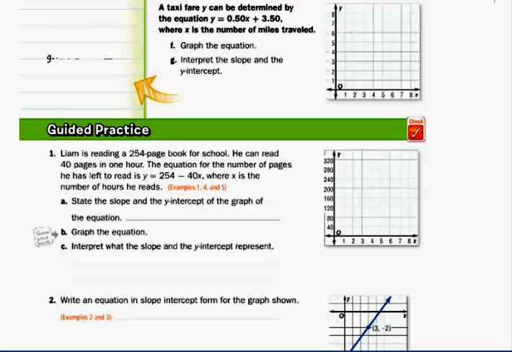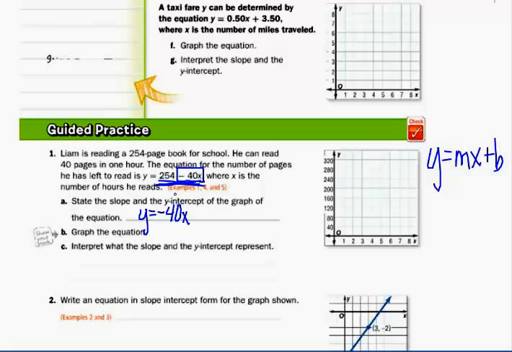Now, something should stand out to you on this. So far we've done slope-intercept form, and it has looked like this. Notice this right here is written a little backwards. So all you will have to do is switch it. But when you switch it, see how that negative goes with the 40? You will have to take the negative 40 with it. So it should read y equals negative 40x, and then there's a positive 254, so plus 254. Okay, that's just my equation written.